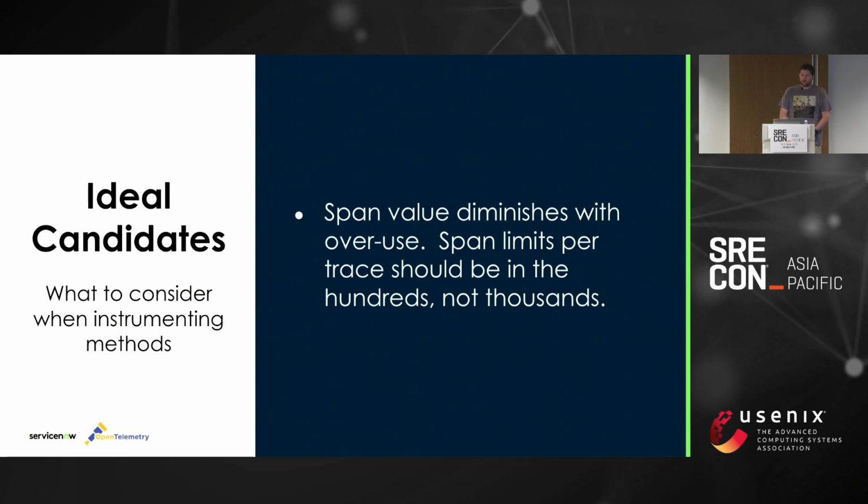Now let's talk about a few guidelines when choosing where to instrument. First, keep the number of spans manageable. Generating too many spans can degrade application performance and increase observability costs. Complex distributed systems should have spans per distributed trace in the tens or hundreds, not in the thousands.